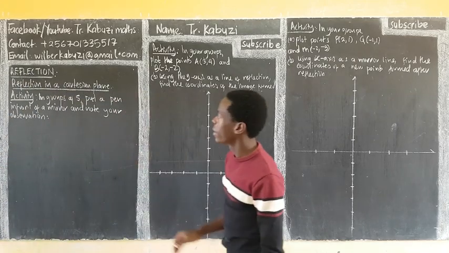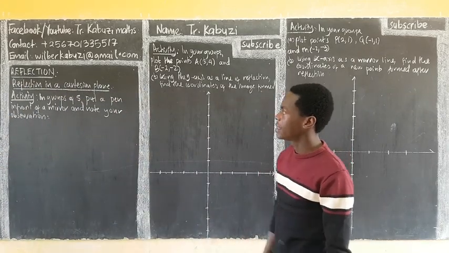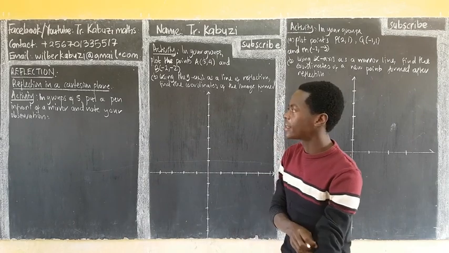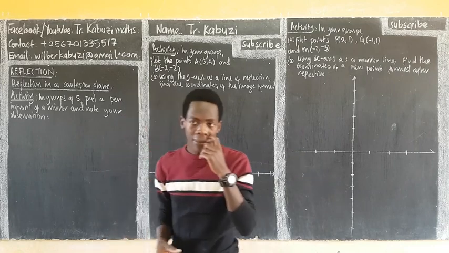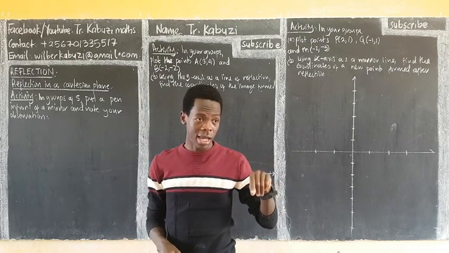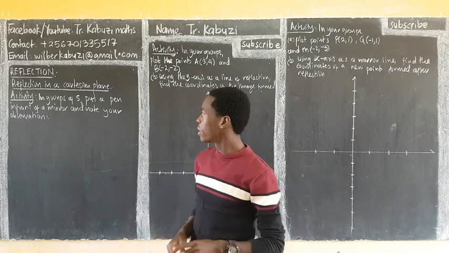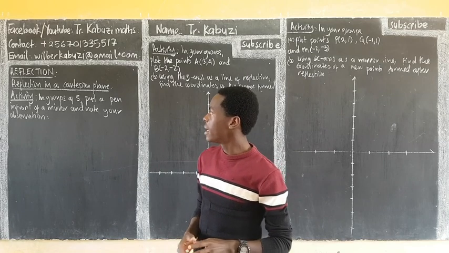Okay, now we are going to see reflection in a Cartesian plane, but first we are going to handle this activity in our groups. I told you to come with mirrors today. So each group, group yourselves in fives. Then this is what we are going to do.